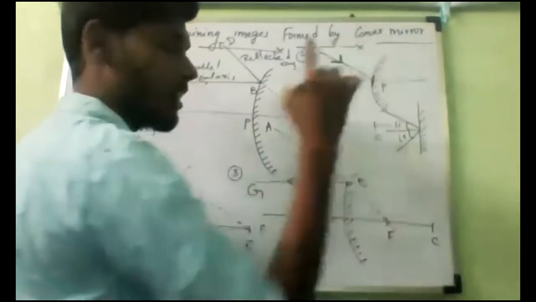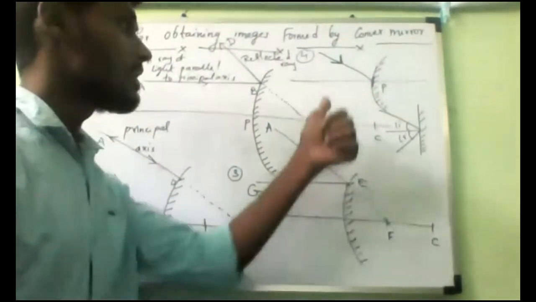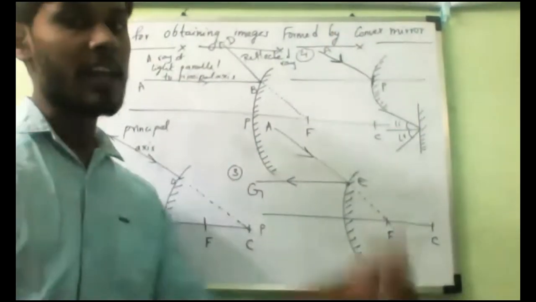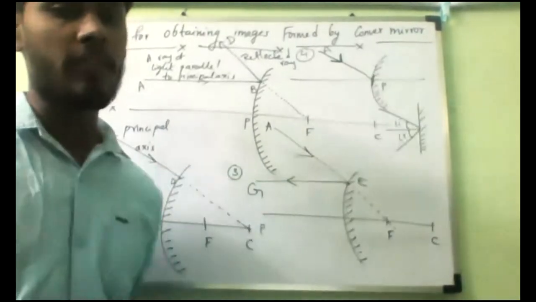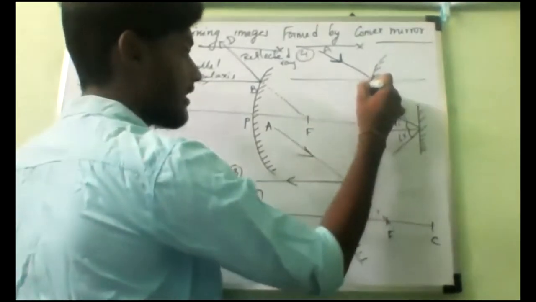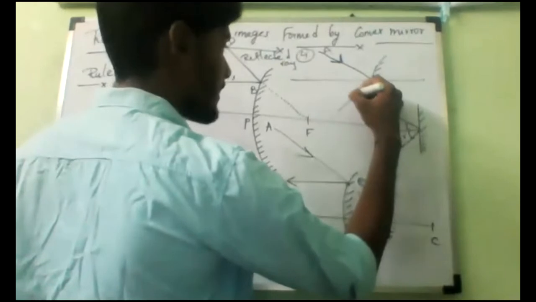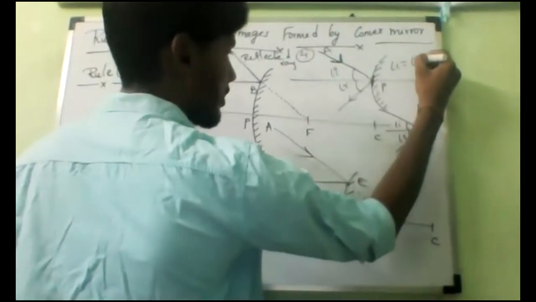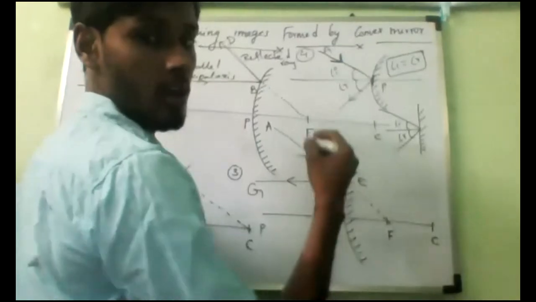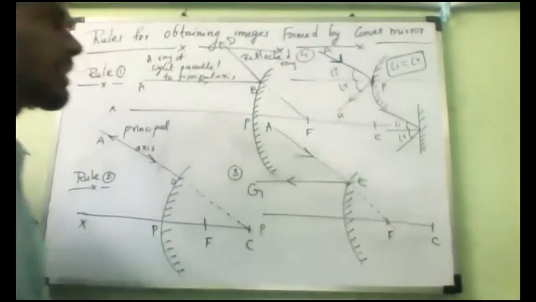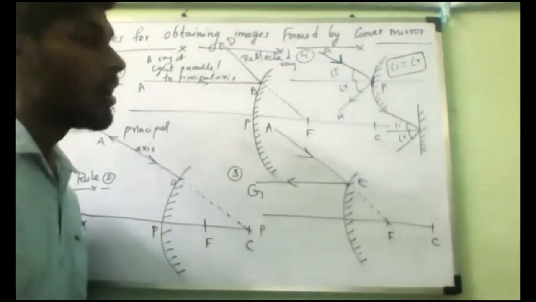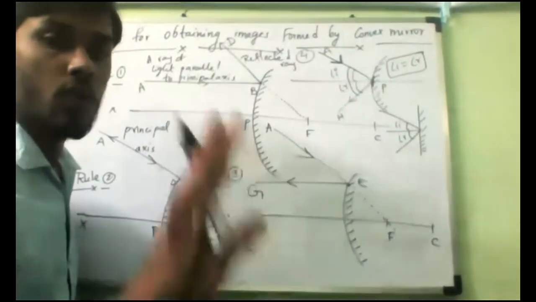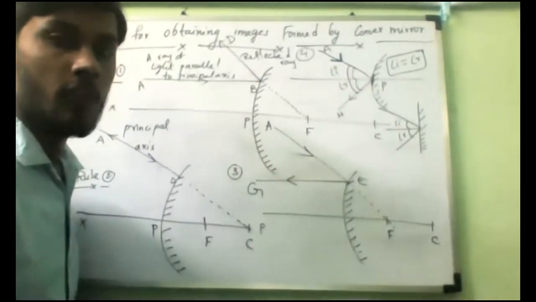This rule will never change. Whether it is a concave or convex mirror doesn't matter. This rule is the same. So let me take the incident ray as AP. After striking the pole of a convex mirror, the ray is reflected back, making the same angle with the principal axis. That is, the angle of reflection is equal to the angle of incidence. Do you understand? Yes or no? Yes. So let me take the reflected ray as PH. The angle of incidence equals the angle of reflection. So these are the 4 rules which are useful to obtain the images formed by a convex mirror.